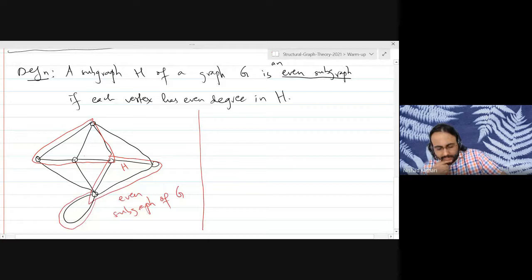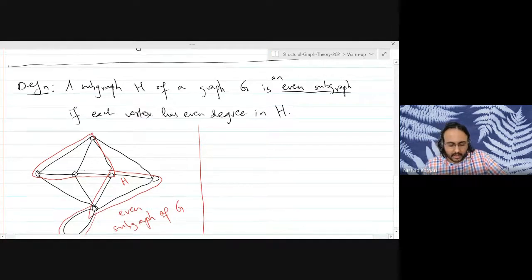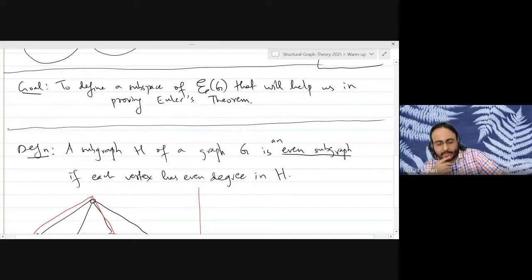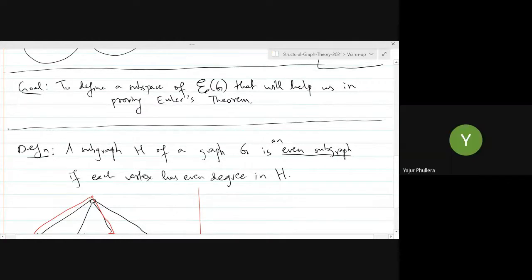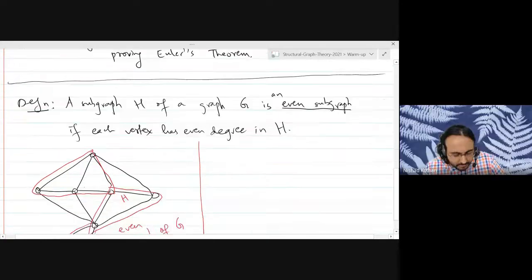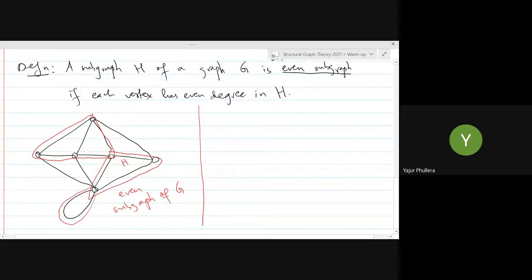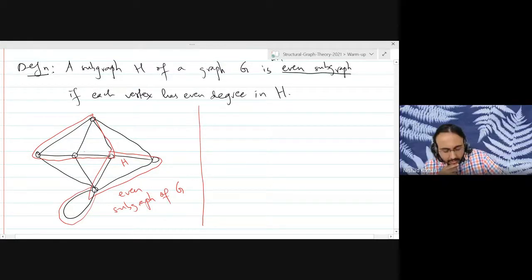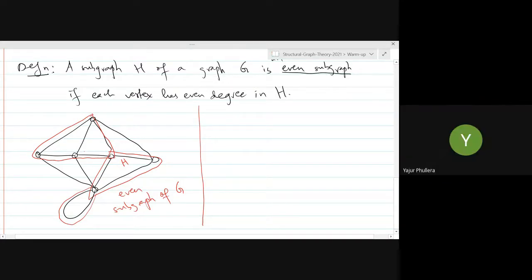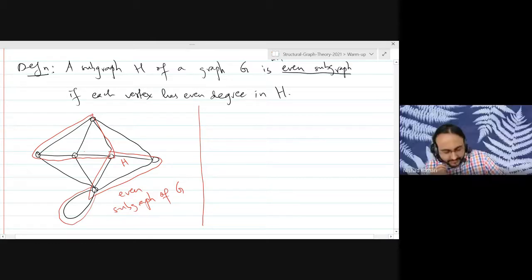All right, so why are we looking at the even subgraphs of the graph? Well, there is a reason for that. We noted our goal was to define a subspace of the edge space. Sir, the leftmost vertex in the graph on the path, it has 3 neighbors, right? Are you looking at the black colored edges or the red colored edges? Okay, the red edge. Okay, sorry, sir. Right? Yeah, good.